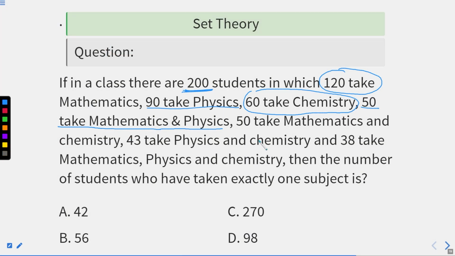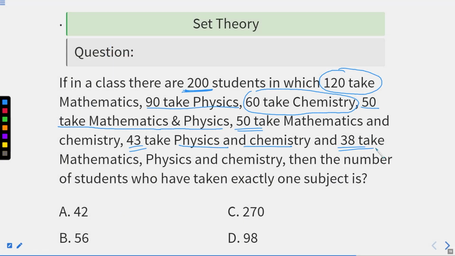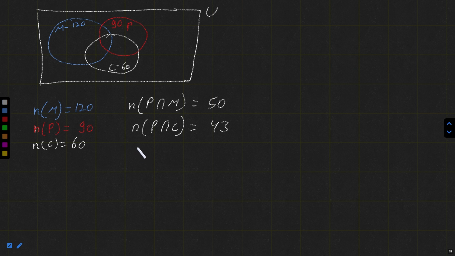Okay, 50. Okay, now 43 took physics and chemistry. Physics and chemistry 43. 38 math, physics and chemistry.